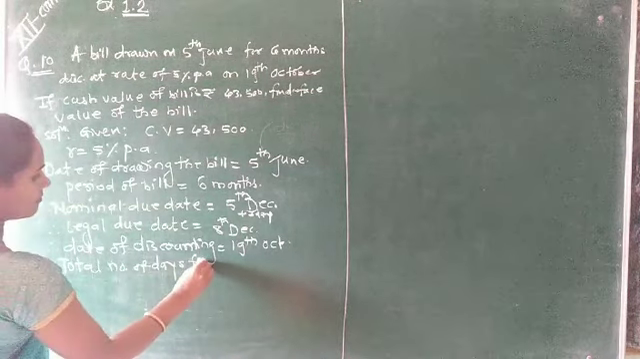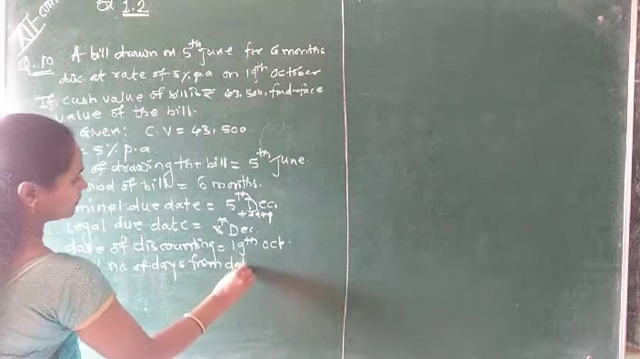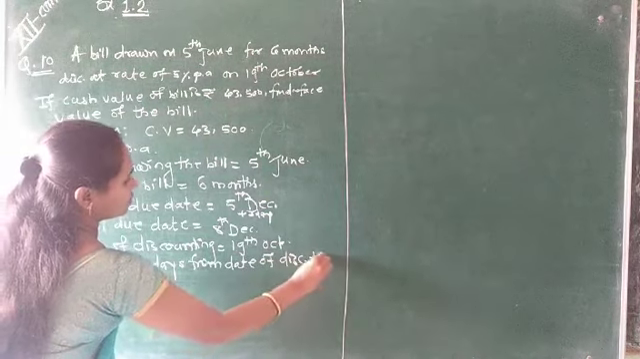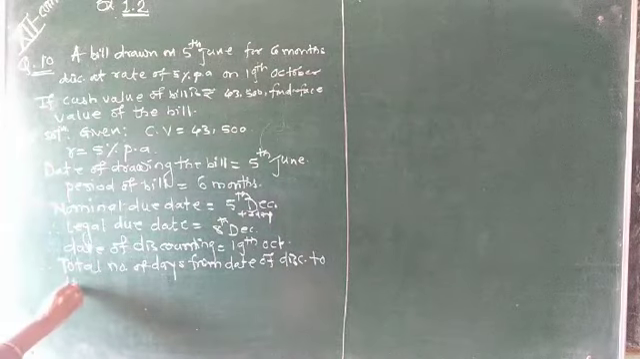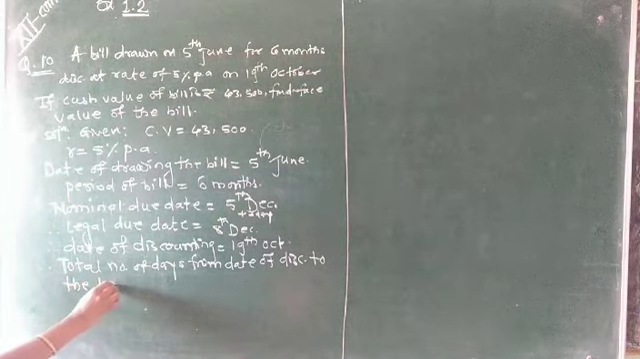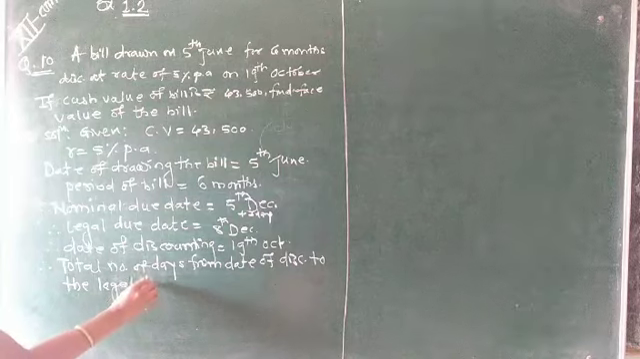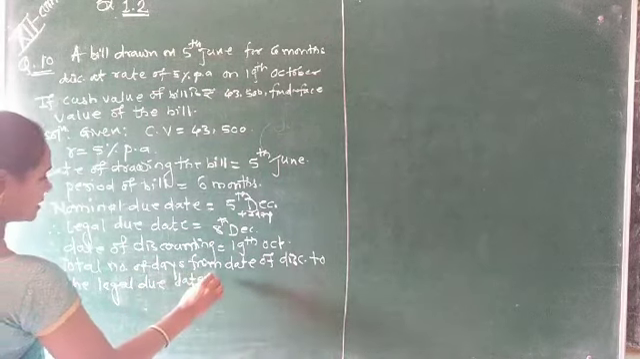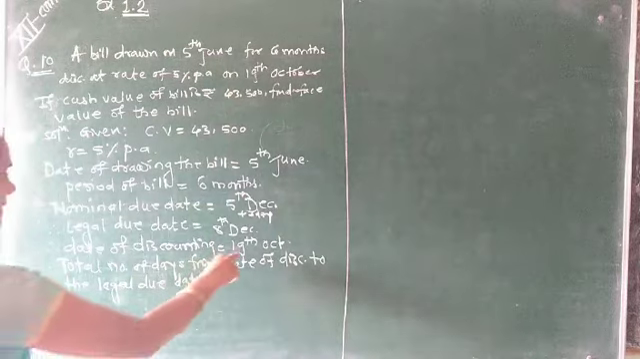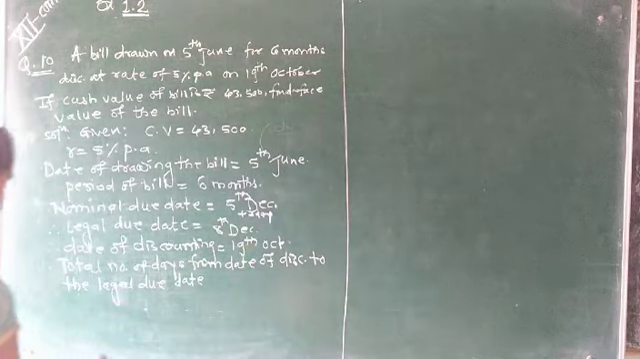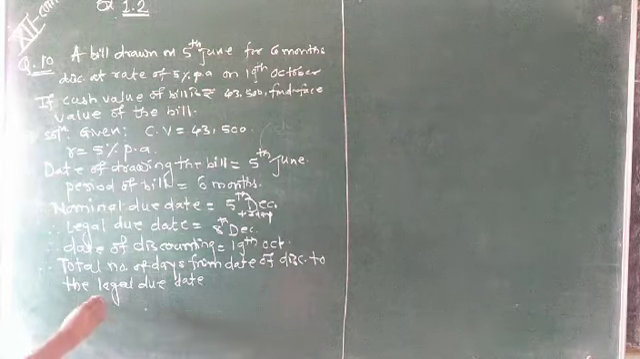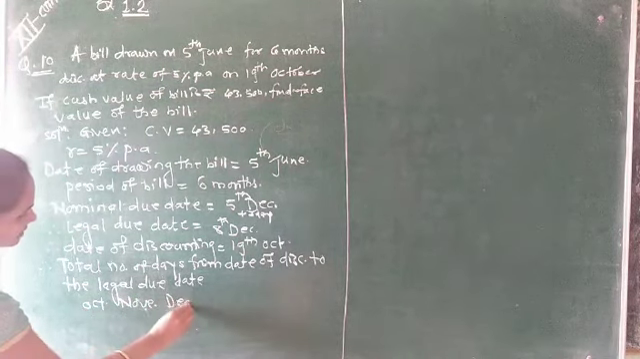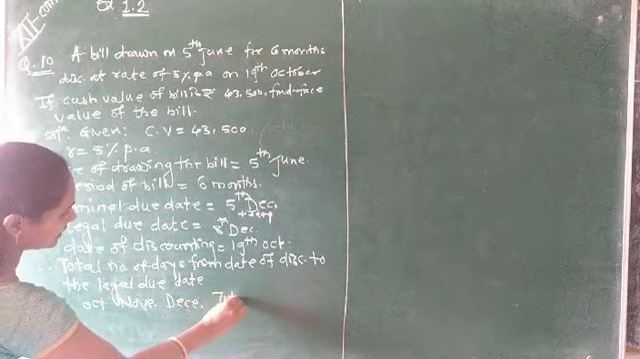from the date of discounting to the legal due date is as follows. आता discounting किती दिले, 19th October. So first one is October, then November, and last one is December. Then find the total days.